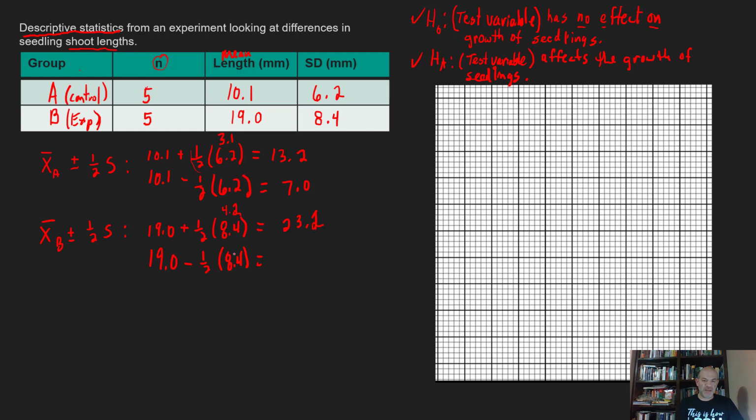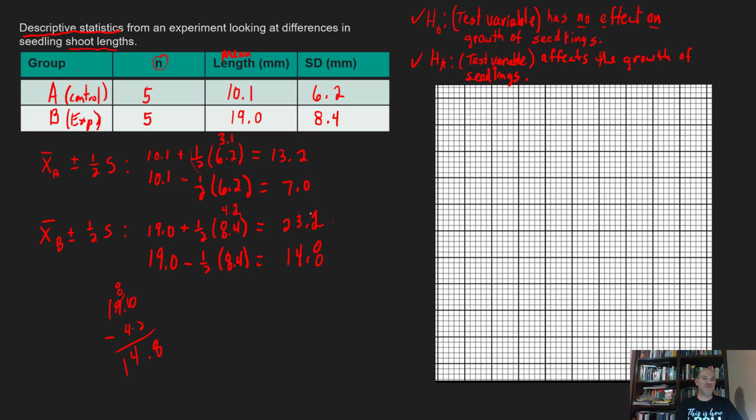And then again, 4.2 we're going to subtract. So when I borrow, 19.0 minus 4.2, I have to borrow 1 from here. It's going to be 14.8, about 15. Okay, so the idea here is this is your high and low value. This is your plus or minus 1/2 standard deviation. This is your plus or minus 1/2 standard deviation.